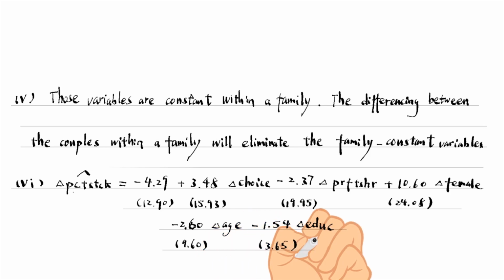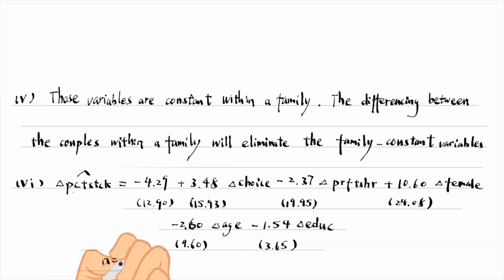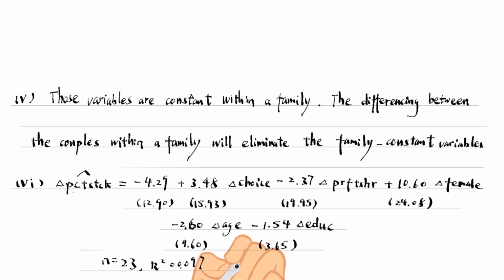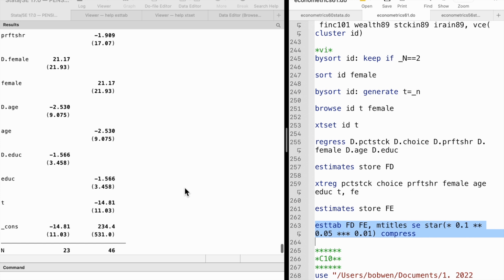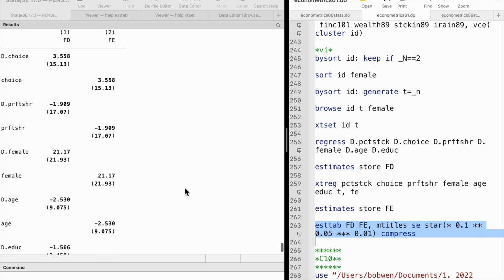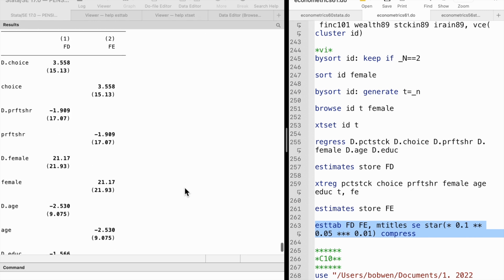Because the sample size, 23, is small and there is little variation in the first difference variables, the estimates are extremely imprecise. We can compare the estimates by first differencing with the estimates by fixed effects. They are identical because of two observations within each family.